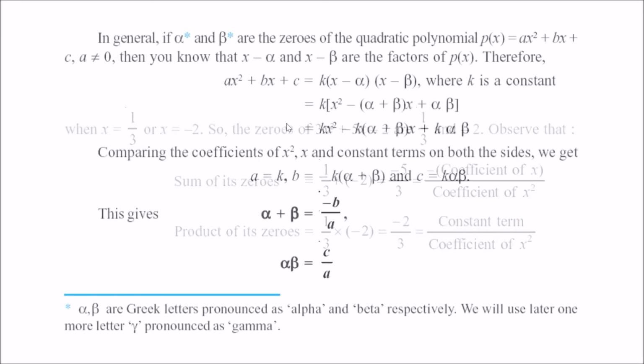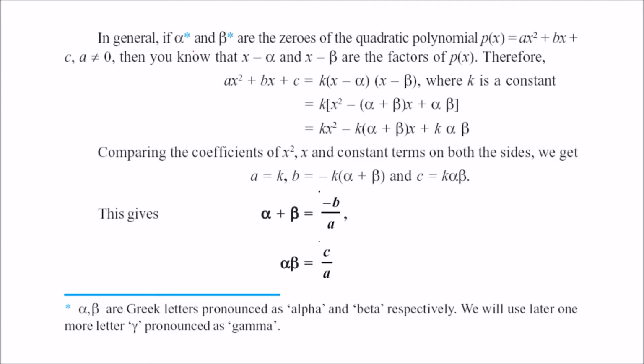So we can generalize it: if alpha and beta are the zeros of the quadratic polynomial ax square plus bx plus c, and x minus alpha and x minus beta are the factors of this, then ax square plus bx plus c will be equal to k times these factors, because k can be any constant. So let us take k as a constant. We will make it 1 in the later discussion, but just to formalize it, k can be anything. Because these are factors, it will be equal to k times x minus alpha, x minus beta. Let us arrange them.